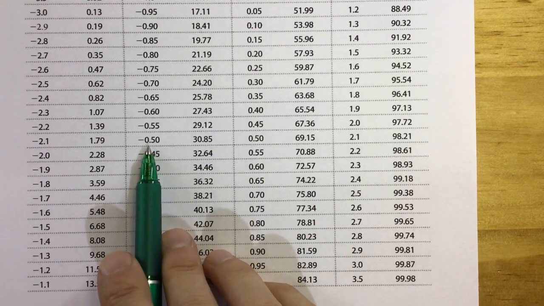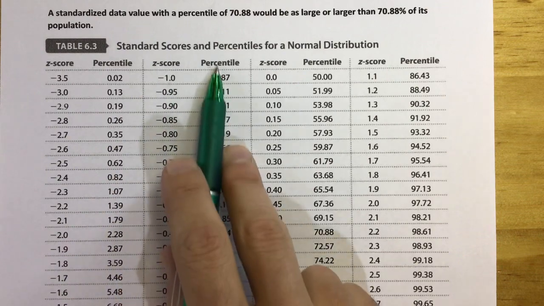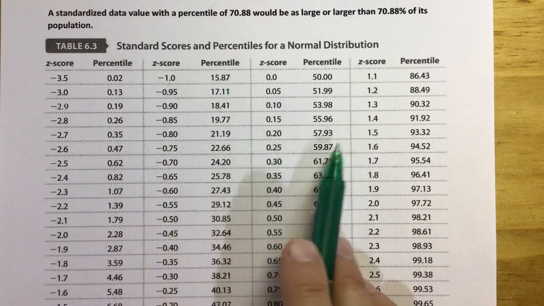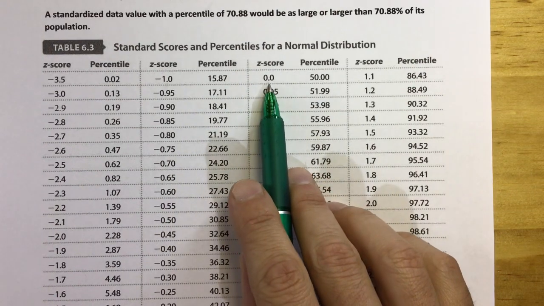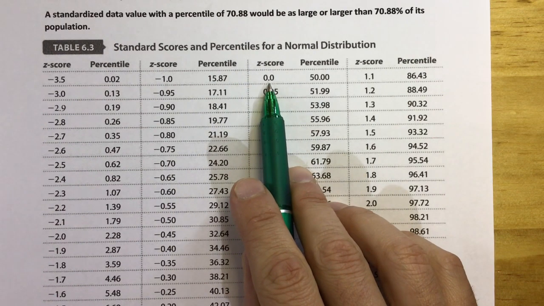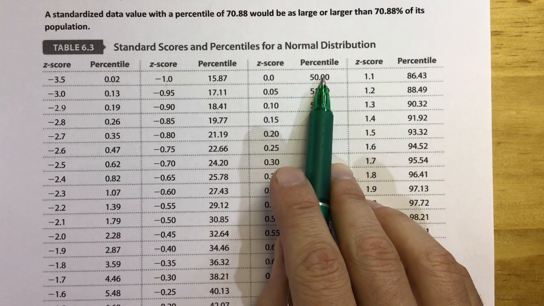So right there, you have z-scores and you have percentiles. You just got a bunch of columns here because we have a lot of numbers to look at. Right here is where you're exactly at the mean. If you have a z-score of 0, then 50% is above, 50% is below.